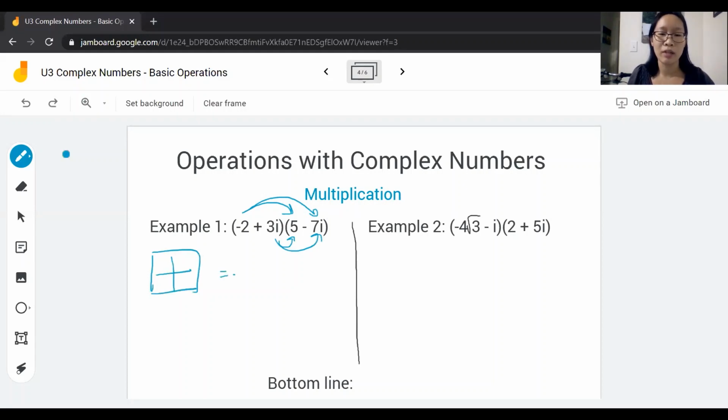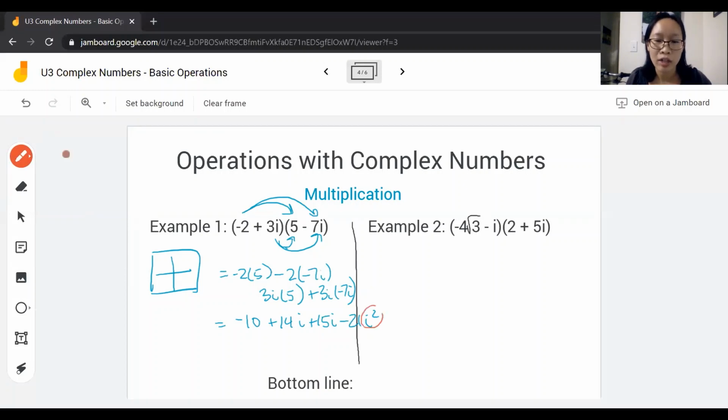My first term is negative 2 times 5. My second term is negative 2 times negative 7i. My third term is 3i times 5. And my fourth term is 3i times negative 7i. When I multiply all that out, I have negative 10 plus 14i plus 15i minus 21i squared. Remember that i squared is actually negative 1, so this is negative 21 times negative 1, which is positive 21.